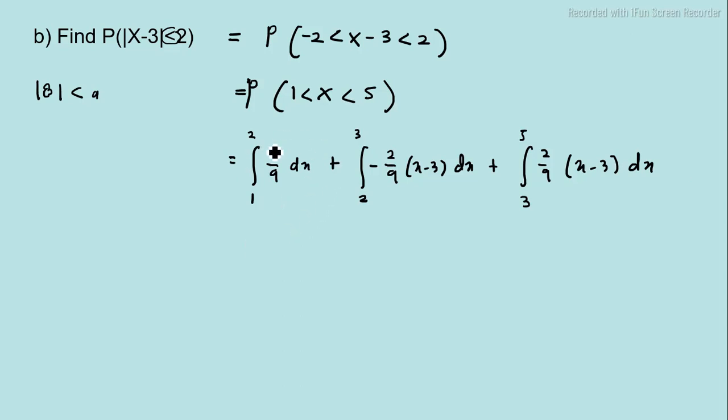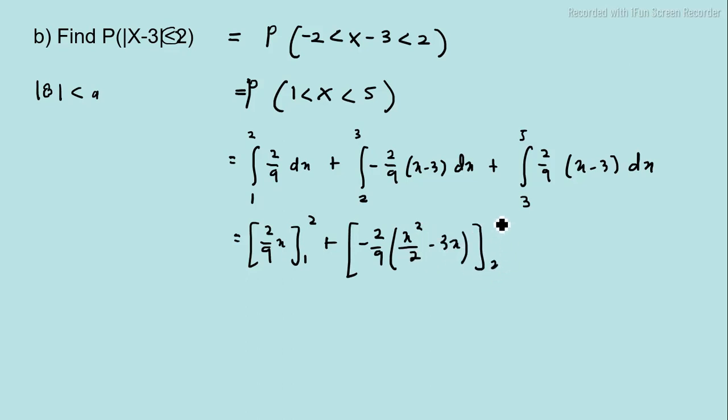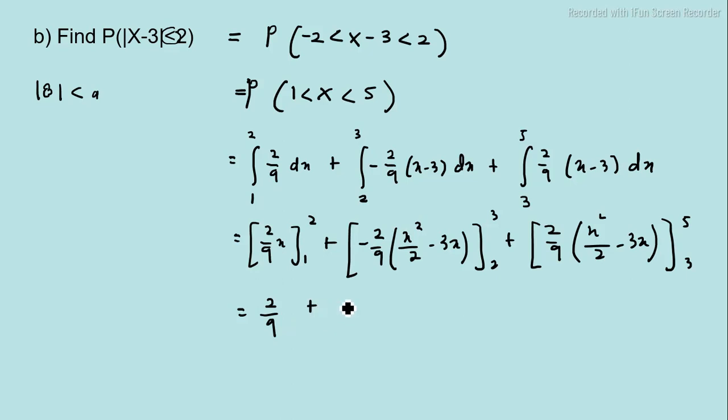Okay, so kalau selepas integrate, kita akan dapat 2/9 x from 1 to 2. Dekat sini kita akan dapat negatif 2/9 x squared over 2 minus 3x from 2 to 3. Okay, same goes here. You will get 2/9 x squared over 2 minus 3x from 3 to 5. Okay, so dekat sini kamu akan dapat 2/9 tambah 1/9 tambah 4/9. And okay, your final answer is 7/9. Done. Alright.